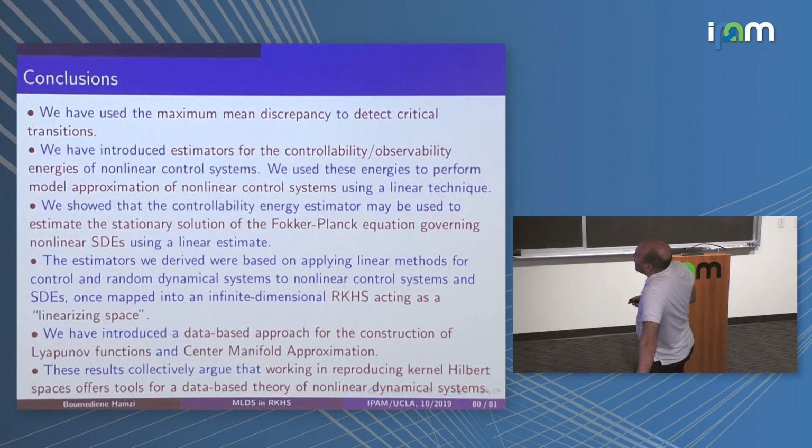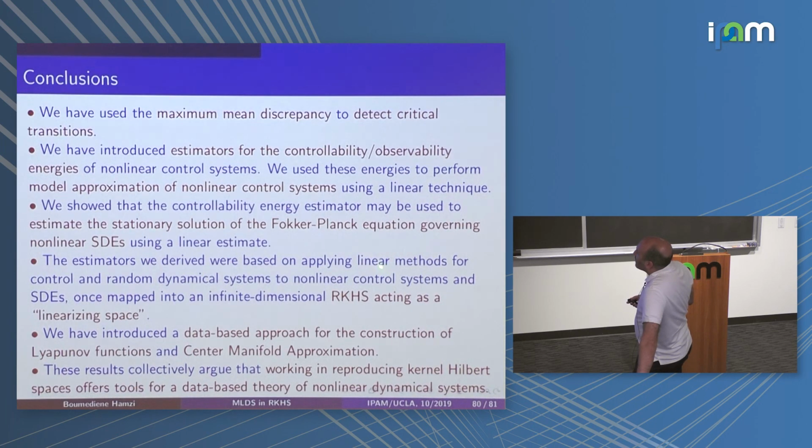So to conclude, we used the maximum mean discrepancy as a metric to detect critical transitions of some slow-fast SDEs using data directly. We also introduced estimators for the controllability and observability energies, which are essentially solutions of a Lyapunov equation and a Hamilton-Jacobi-Bellman equation, from the samples. So we use this to perform model approximation of nonlinear systems using a linear technique. And then from there, we got an estimate of the stationary solution of the Fokker-Planck equation for some nonlinear SDEs.